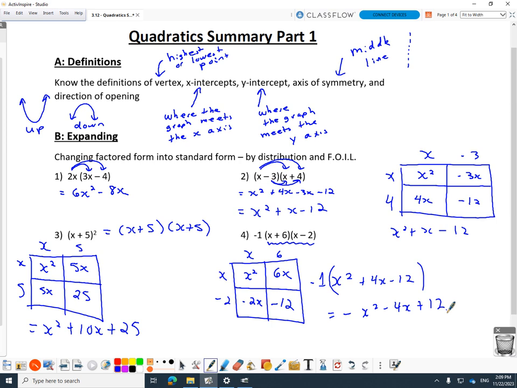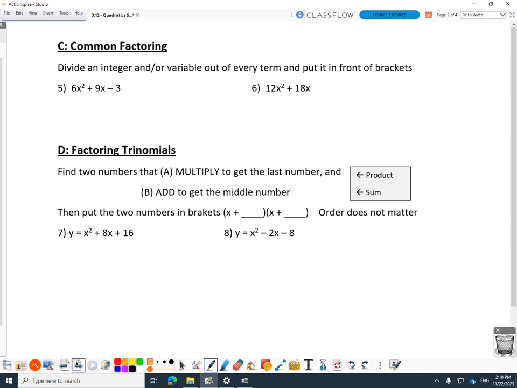Okay. More time here? We get caught up there? Is it good? Common factoring. Oh, friends. This is supposed to be the easiest factoring. And it did not go well.